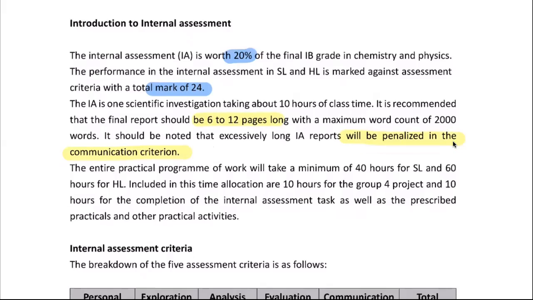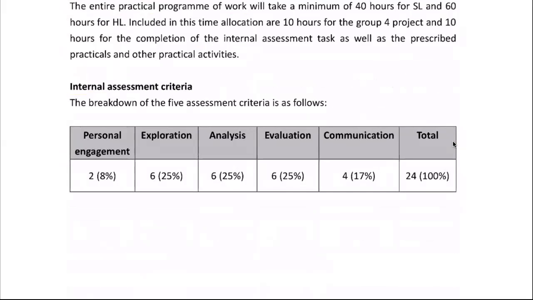I'm going to scroll down here. Here's the breakdown. These are the 5 different sections. They grade you on personal engagement. It's not that you just did some random lab that anybody could do. It's that you have some sort of connection, curiosity or interest in why you chose what you chose to investigate.